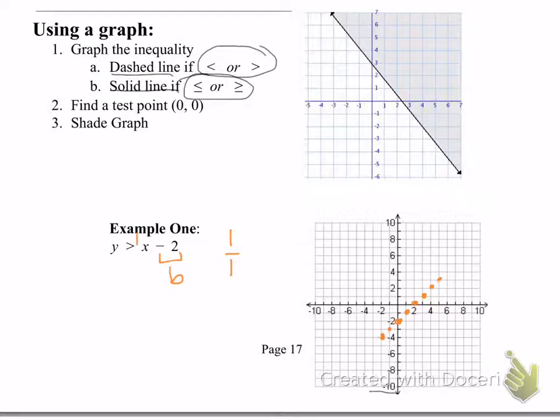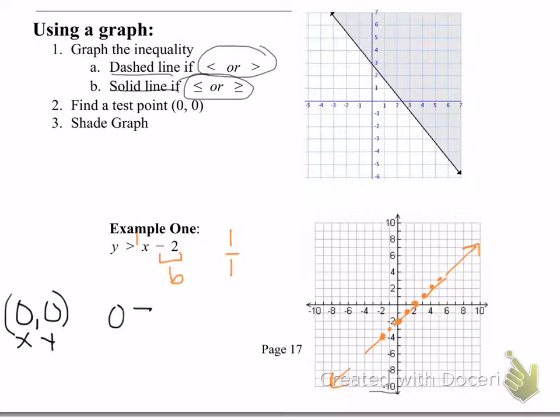Alright, so remember, we got to figure out if it's a dashed or a solid line. So if we look back, it's a dashed line if it doesn't have the equal to sign next to it. So for example number 1, which we're doing, it's going to be a dashed line. So it's going to be a dashed line through those points. Still put your arrows. Well, now we got to do our test point. So what I want to do is plug in 0, 0 for my x and my y.